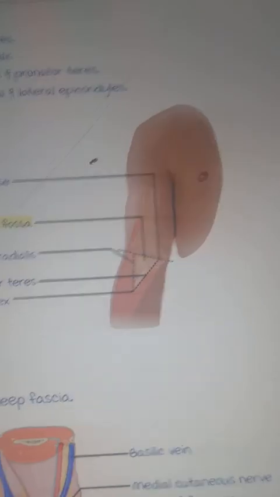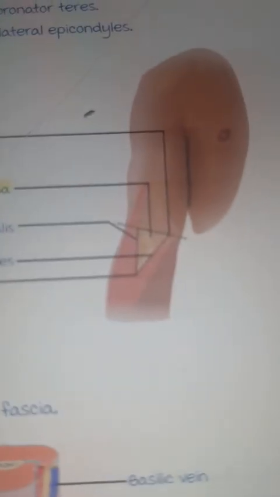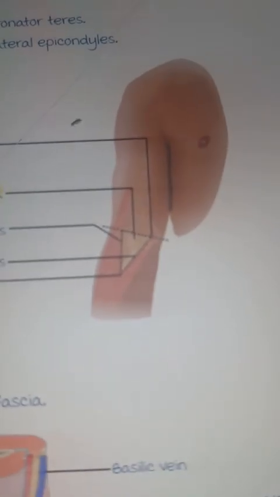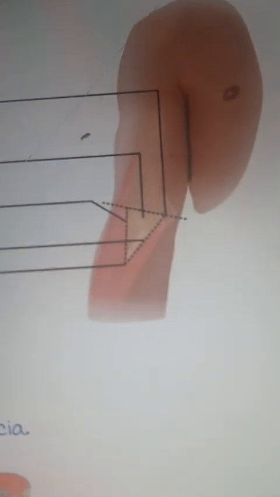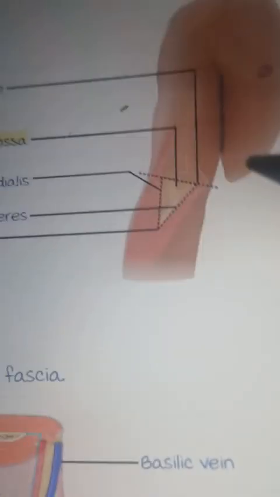Can you see in this diagram clearly? Wait, I'll try to clear it. Okay, much clearer now than before. That's basically the cubital fossa. As you can see, what is this muscle? That's the brachioradialis muscle, and this is the pronator teres muscle.